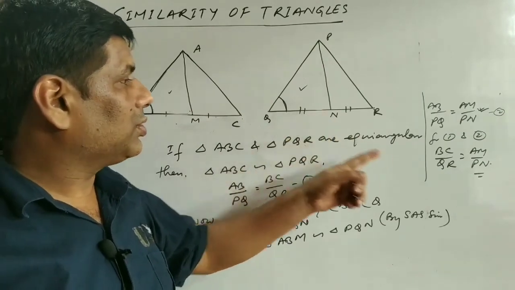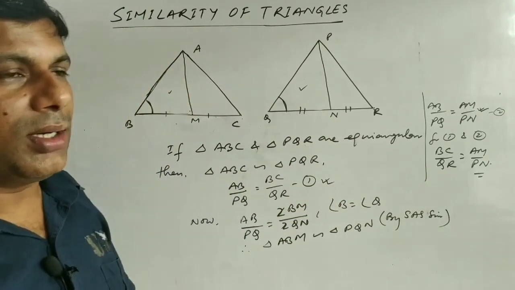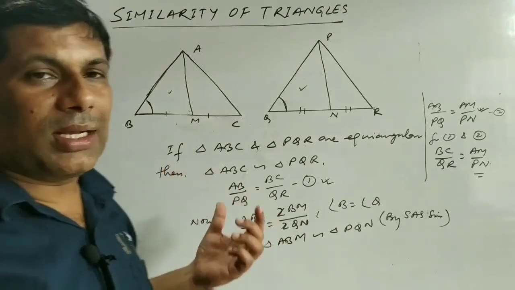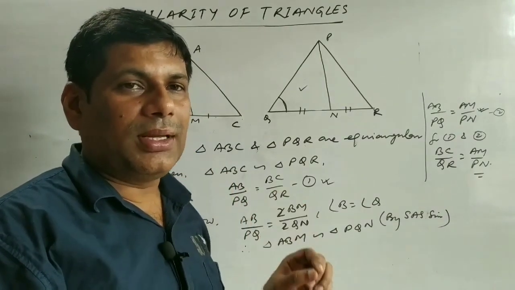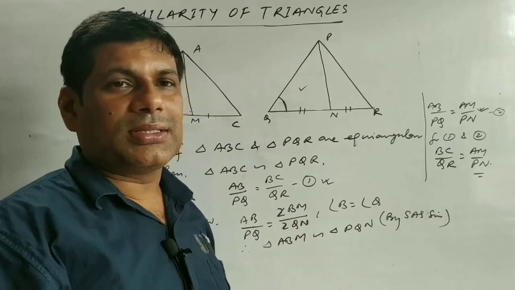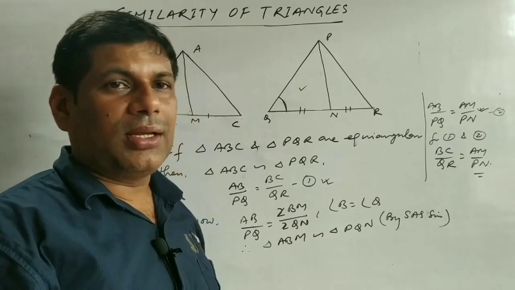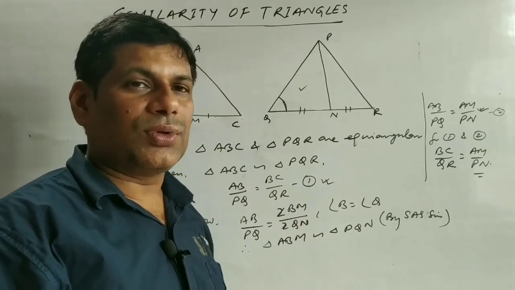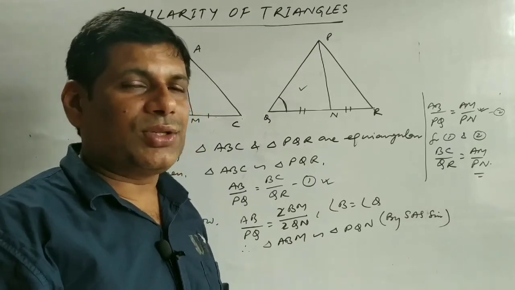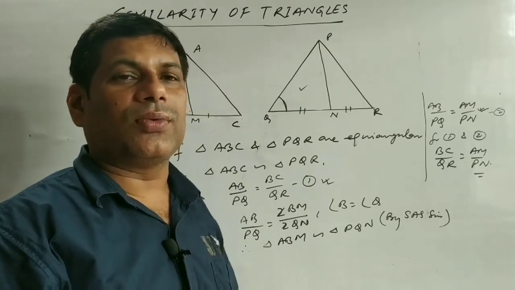So we have learnt here three cases. If two triangles are equiangular, then the ratio of medians is equal to the ratio of corresponding sides, the ratio of angle bisectors is equal to the ratio of corresponding sides, and the ratio of perpendiculars is also equal to the ratio of their corresponding sides.